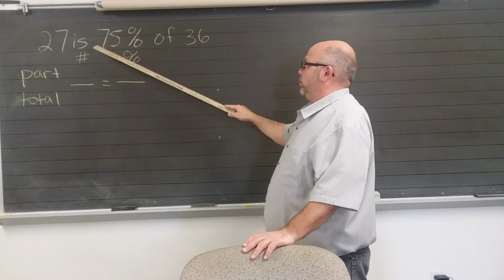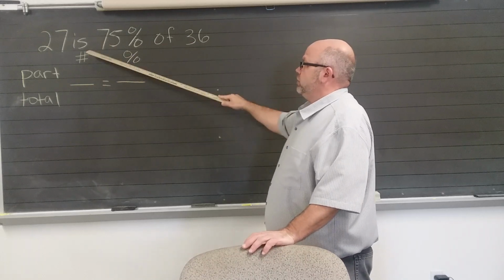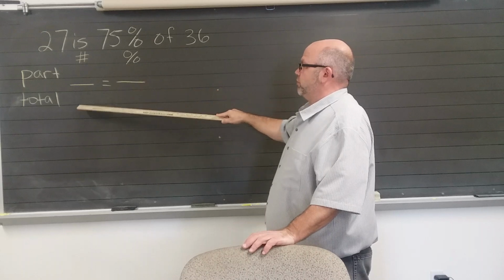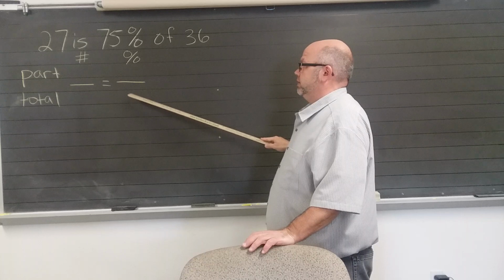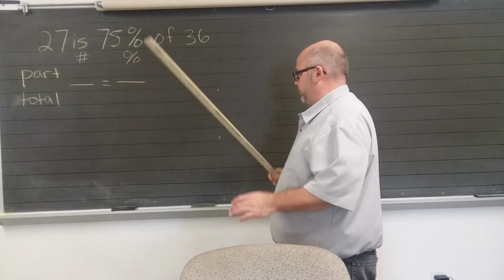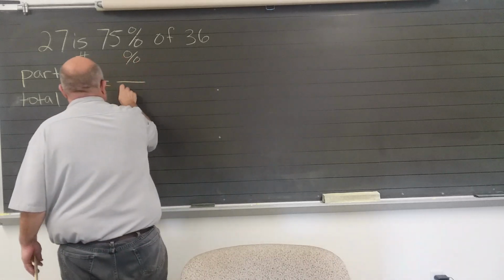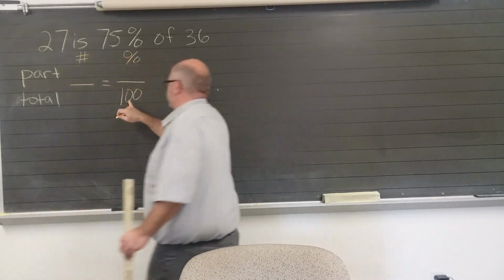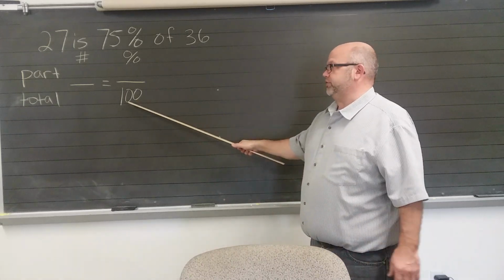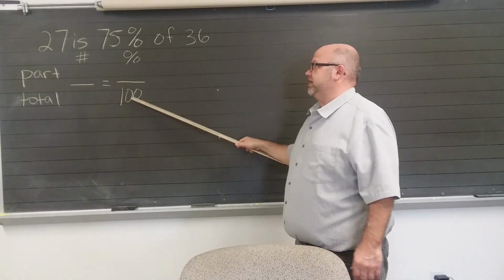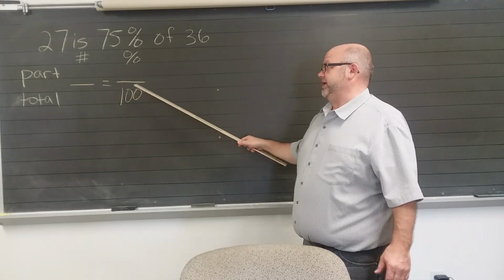So you want to write this as a proportion. What are your numbers that you fill in here? You have two numbers, number over number, and you have percent over percent. Well, your total percent is always what? Total percent is always 100. So this number is always going to be 100. Okay, your bottom percent, your total percent, is always 100. So that number is a given. Stick that number in every time.